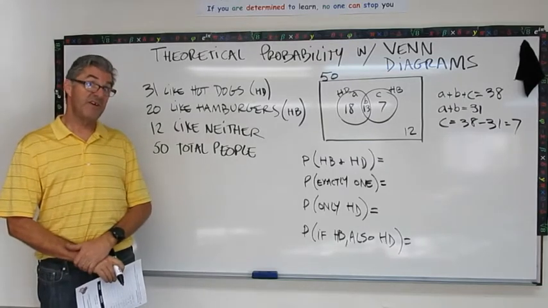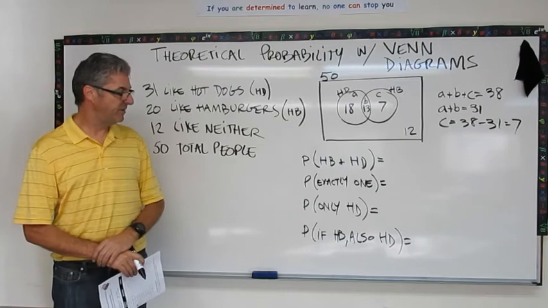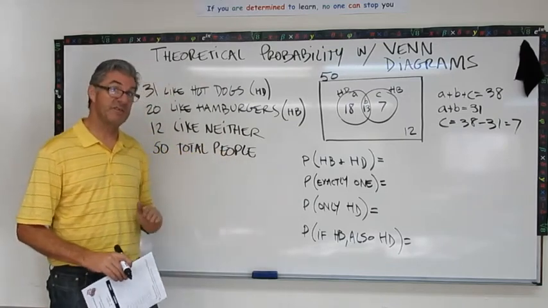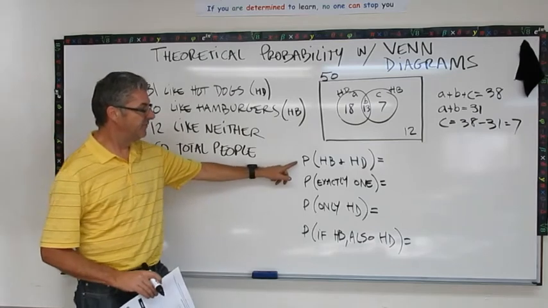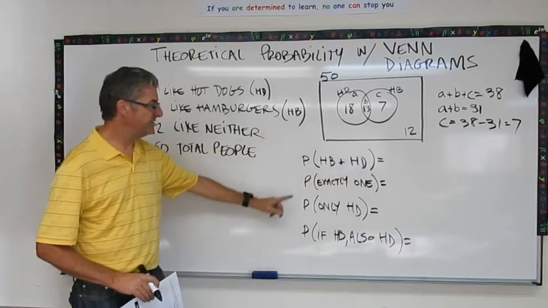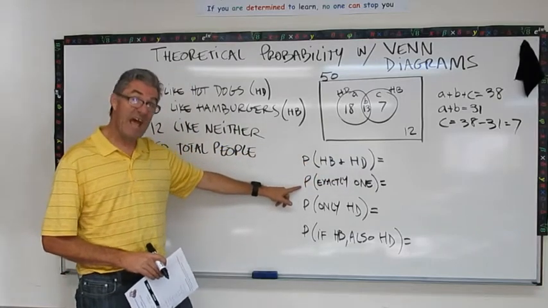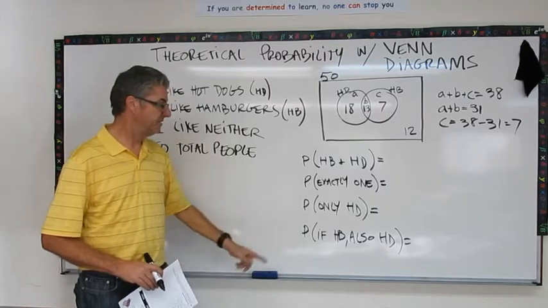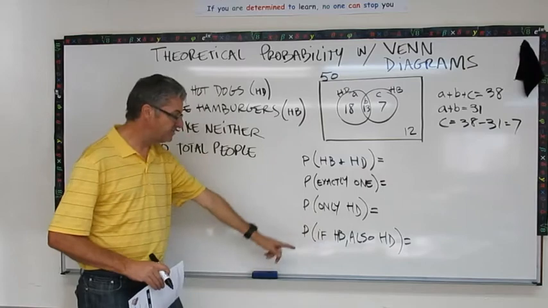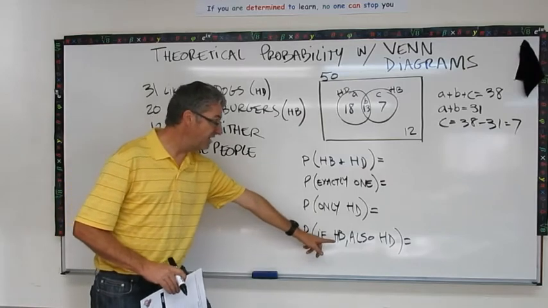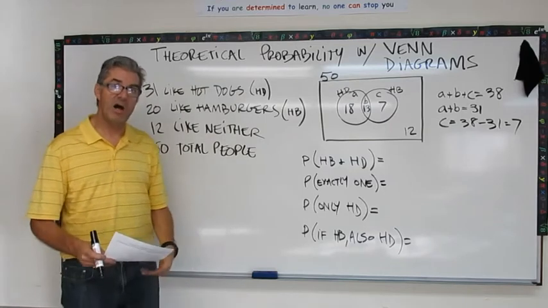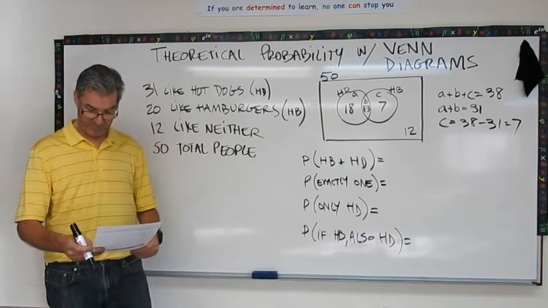Okay, so let's use our Venn diagram to answer some probability questions. I've written 4 of them up here. Let's go over them real quick so you can pause the video and see if you can calculate those. The first one is probability of liking hamburgers and hot dogs. The second one is the probability of liking exactly one of our two things. The third one is the probability of liking only hot dogs. The last one is the probability that if they like hamburgers, they also like hot dogs.